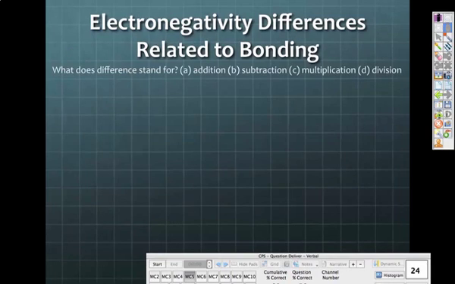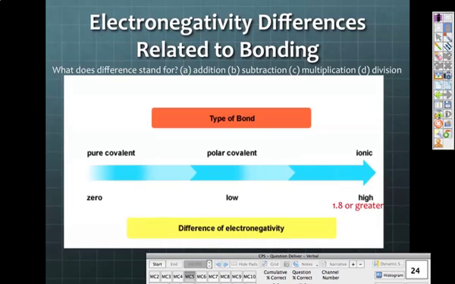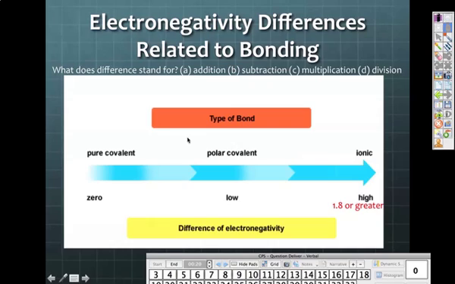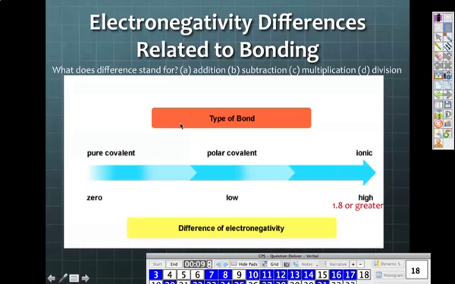Okay, so I'm going to do a little bit of math with you here for a second. When we're talking about the difference between things, are we talking about addition, subtraction, multiplication, or division? Put 20 seconds on the clock. It's just A, B, C, or D, right here. 10 seconds. We're talking about differences, electronegativity differences.